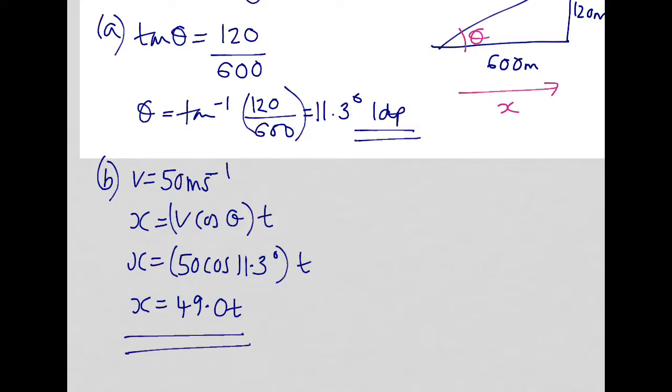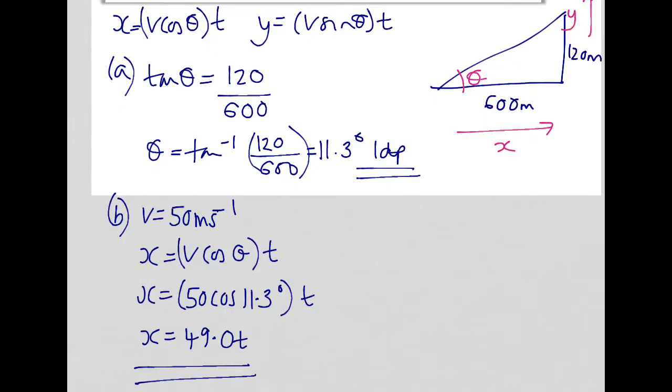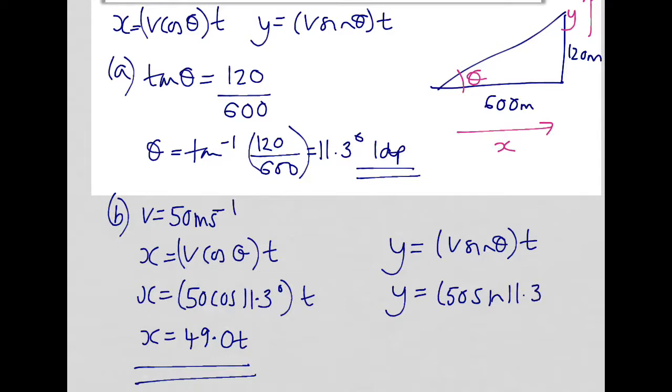And then here, when I'm doing y equals v sine theta t. So y equals 50 sine 11.3 t. And if I type that in my calculator, I end up with y equals 9.81. Oh, not quite right. I didn't put a 1 there. 9.81t. That's it. There's my parametric equation.